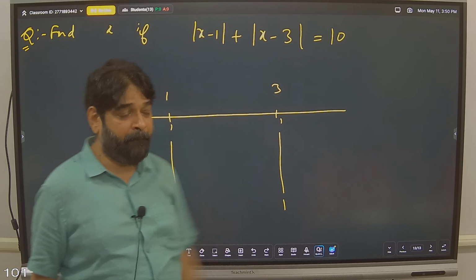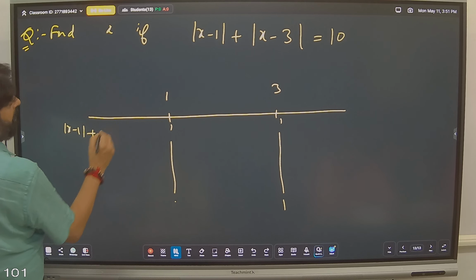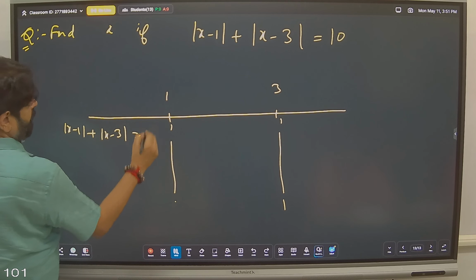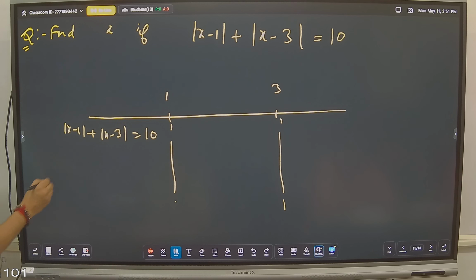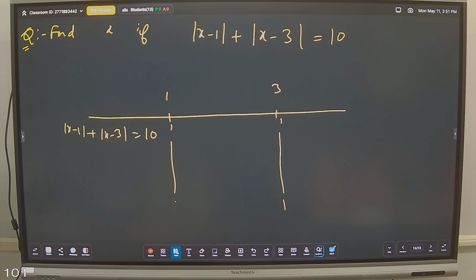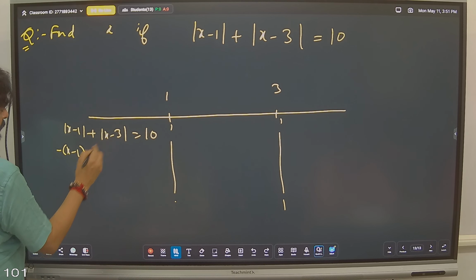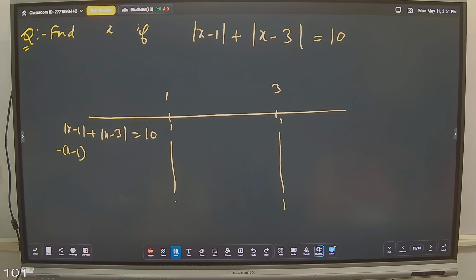Stop writing. Before 1, write the question: mod of x minus 1 plus mod of x minus 3 equals 10. Before 1, this quantity is negative. Speak out. So this will be minus of x minus 1. What is this? Before 1.